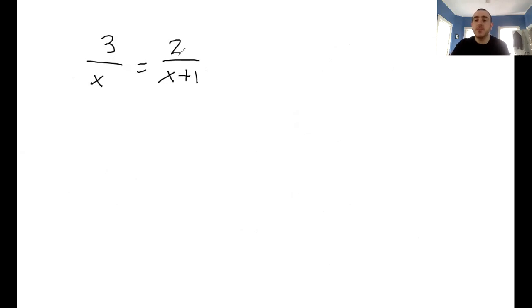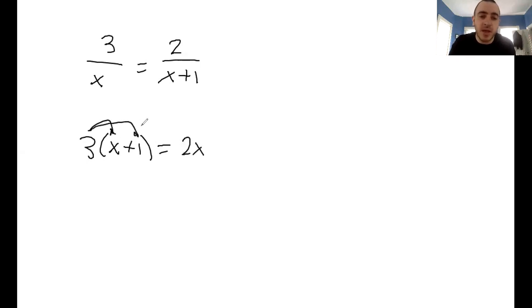If you see something like this with just numbers, you know that the way to solve a proportion like this is to cross multiply. And honestly, you do the exact same thing. What we're doing is multiplying by the denominator on both sides, which is the opposite of division. So I'll do 3 times x plus 1 equals 2 times x. Then I'm just going to distribute.